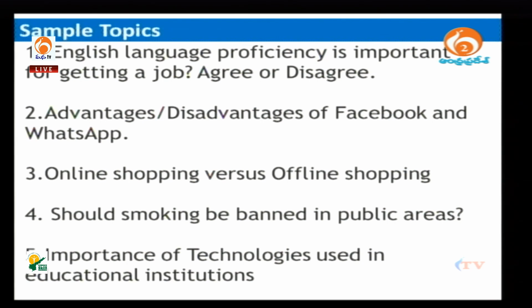Number 4, should smoking be banned in public areas? Here you can speak about what are the disadvantages or what are the perils. P-E-R-I-L-S, perils means damage that smoking causes. So you can speak about should smoking be banned in public areas.